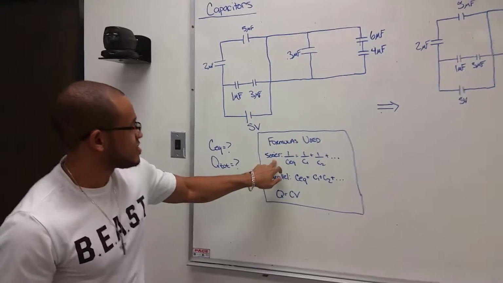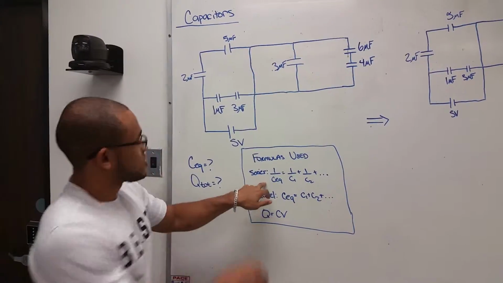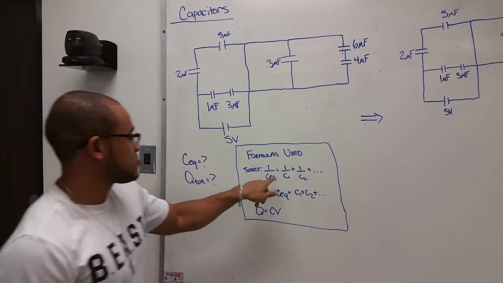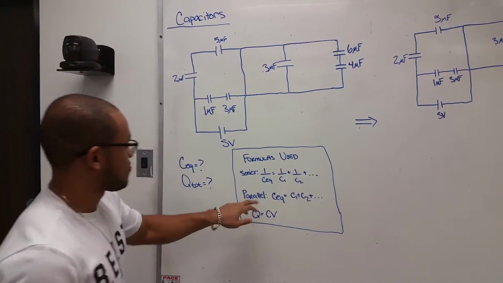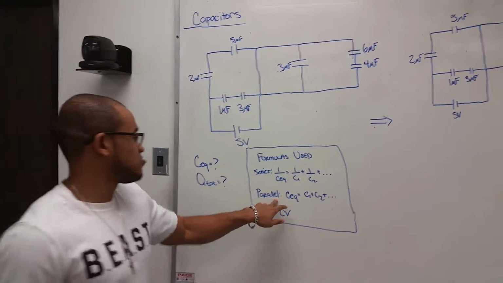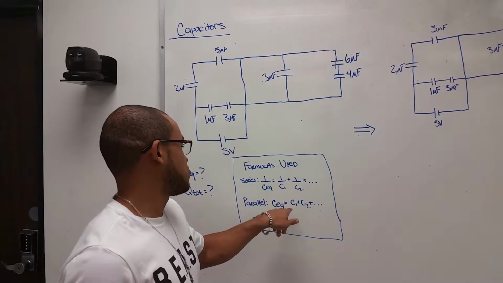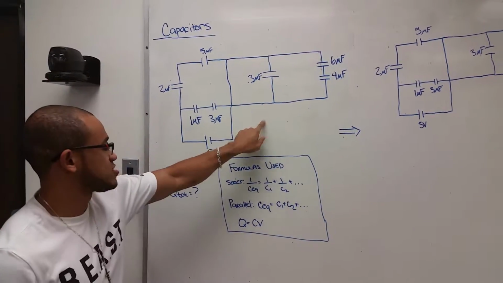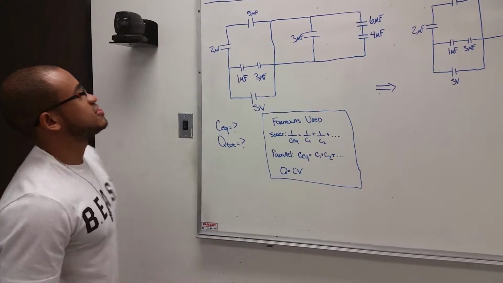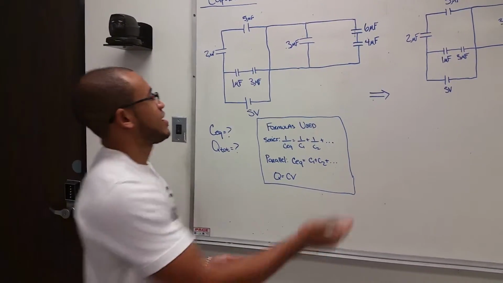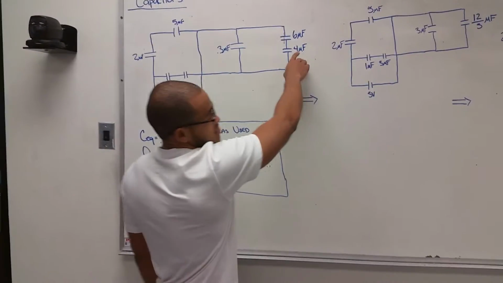For series capacitance, we use 1 over CEQ equals 1 over C1 plus 1 over C2, etc. For parallel, for the CEQ in parallel, you just add them normally, so C1 plus C2. So the easiest thing to do for the circuit is to break it down. So you want to add these two first because they're in series.